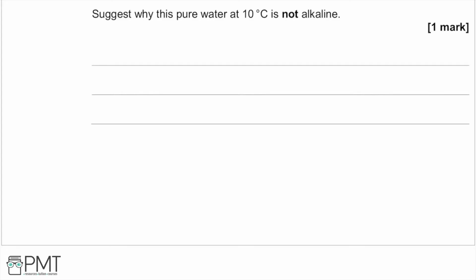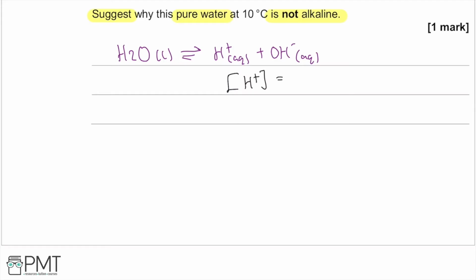Now, for this next question, we are asked to suggest why the pure water is not alkaline. And we know that when water dissociates, it produces, in a simplified form, H+ and OH- ions. Now, we actually used this in the last part of the question, but the answer is because in pure water, there is always one H+ ion for every OH- ion. So, therefore, we know that the concentration of H+ equals the concentration of OH-.